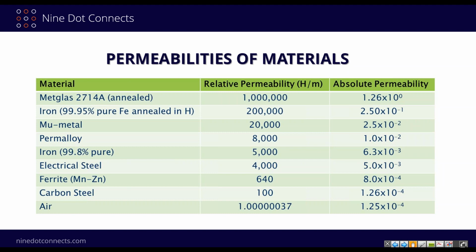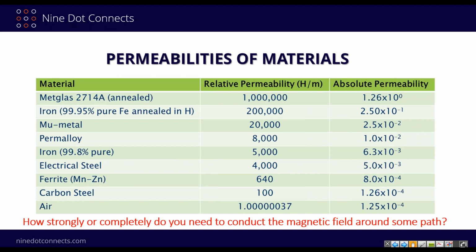Permalloy, which is used in all sorts of high-end magnetics, is 8,000. Mu metal, which is used for shielding, is about 20,000. And if you use 99.95% pure iron annealed in hydrogen, you can get it up to 200,000. And Metglas, a company that makes these high permeability materials, has actually come out with a 2714A annealed product that is 1 million, and that is really phenomenal. So that's a very, very high relative permeability. You put a little tiny current near it, and it just forms a huge magnetic field in response.